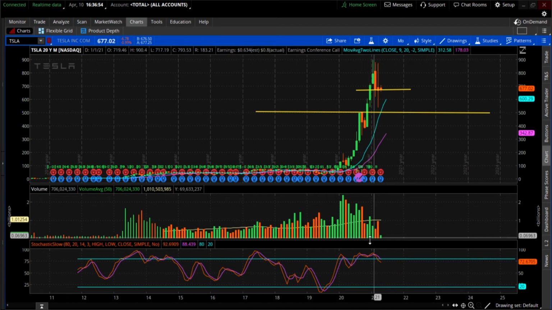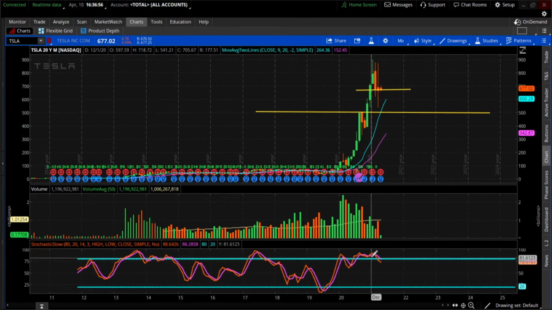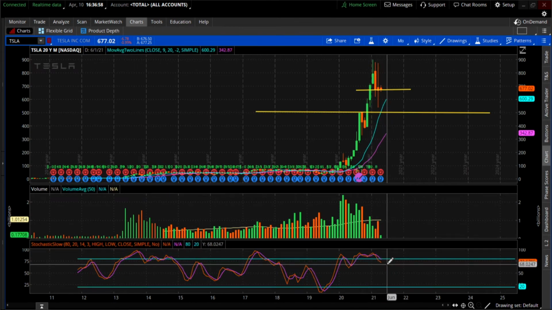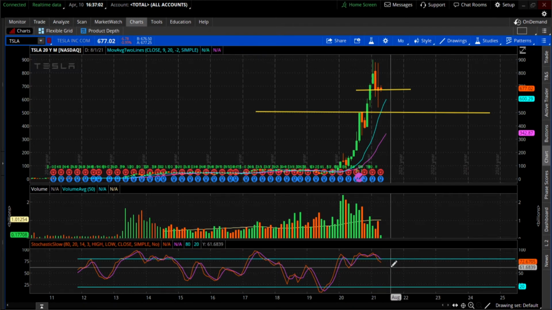Look at the slow stochastic right here, right? And look how it's turning down. So we know we got that moving average crossover on the weekly. We got monthly stochastics turning down. We have weak relative strength.